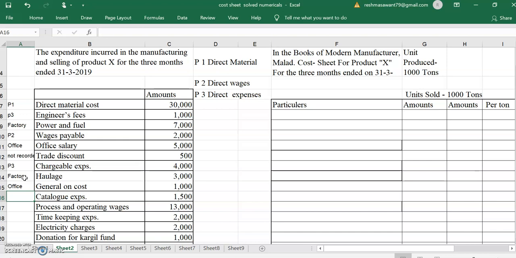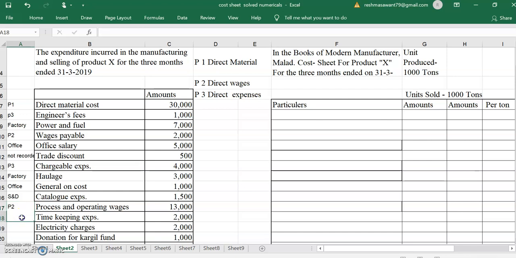Catalog expenses are related to sales promotion expenses, and that is why they are part of your selling and distribution. We write S for selling and D for distribution. Next, process and operating wages. What are process and operating wages? Process wages and operating wages are your direct wages, and they are directly related to your prime cost 2, a component of prime cost. So record here P2.